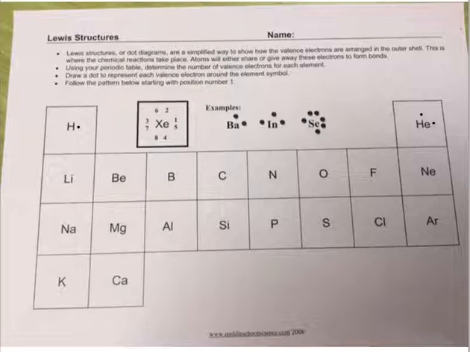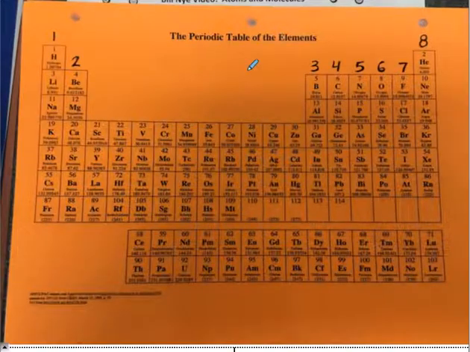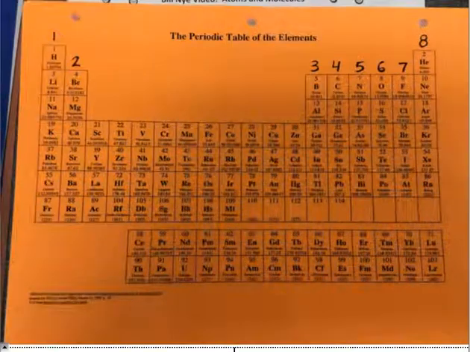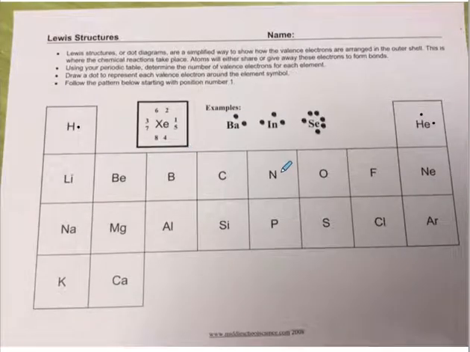I'm just going to pick one in the middle. We'll do nitrogen. If we find nitrogen, N, it's right here. It's in group 5, so that means it has 5 valence electrons. So here's how we do it. We go 1, 2, 3, 4, and then around a second time, 5. That's all there is to it.